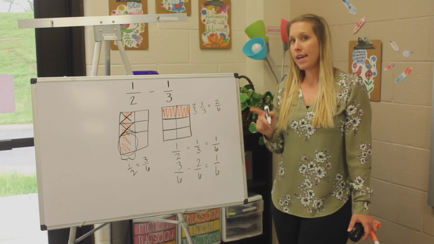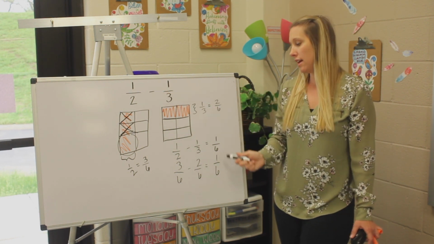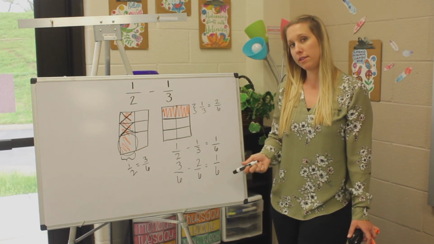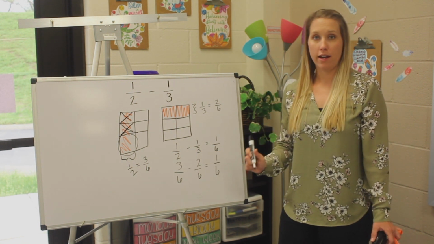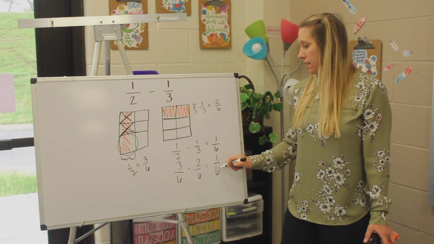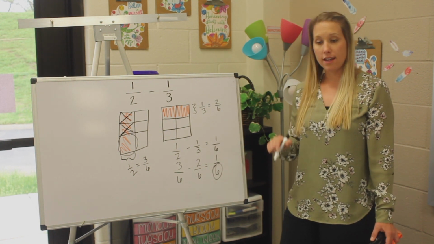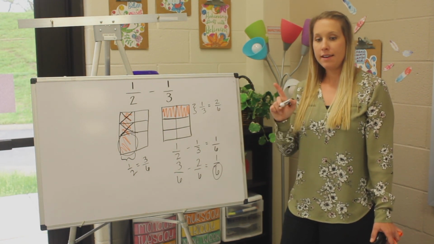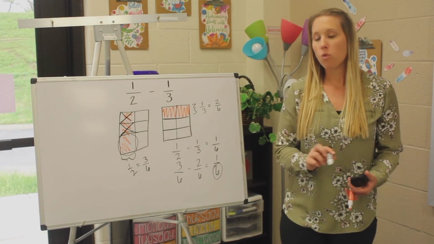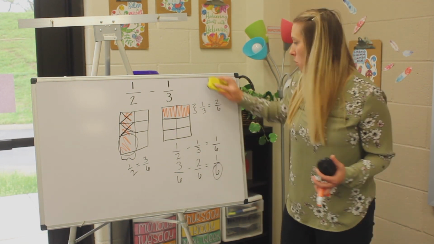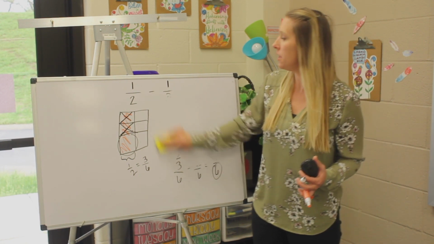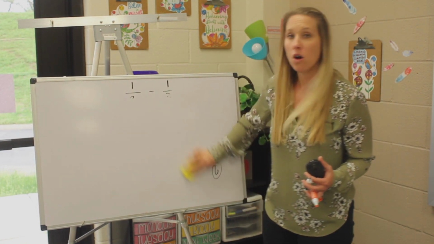Remember, just like adding, I had to get a common denominator before I solved. Instead of adding the numerators, I subtract them, and the denominator stayed the same. Now, let's try another one. Write on your paper 1/3 minus 1/4. 1/3 minus 1/4.